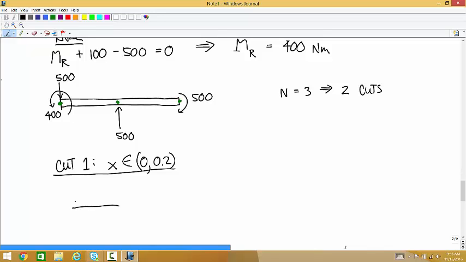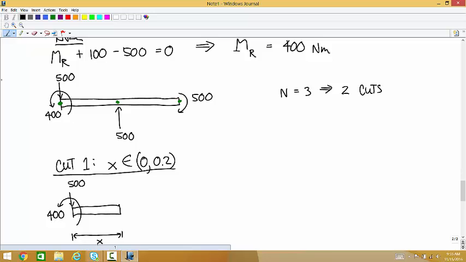So here's the first cut. We have the 500 Newton force. We have the couple of 400. We haven't gotten to the 500 yet. No matter what our x value is, this distance is x. And so the only other loads on our chosen piece are the tension, the shear force, and the bending moment. Any questions about that?